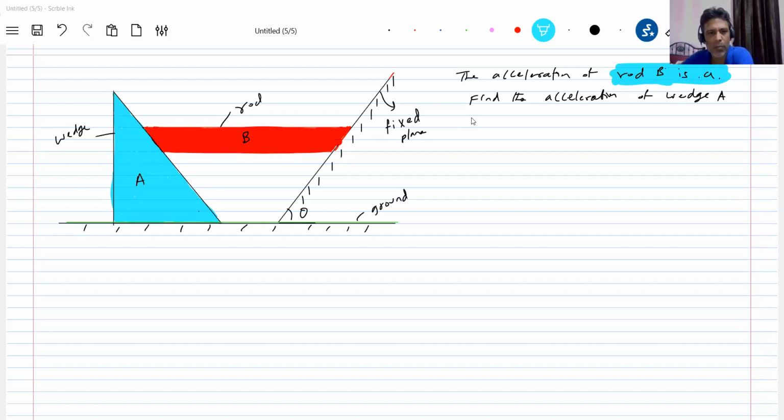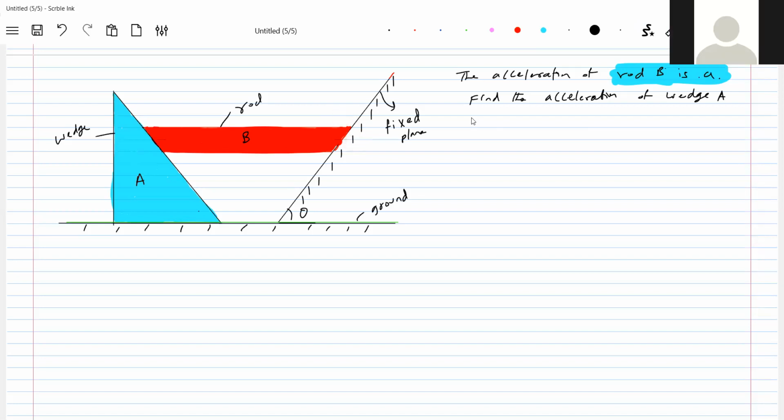Now as rod B slides, it will be in contact with the fixed plane. Will it lose contact here? Rod B and the inclined plane, no, it will not lose contact. Therefore, the acceleration of the rod perpendicular to the fixed plane must be 0. So the acceleration of the rod must be along the fixed plane, not vertically down. Okay, now you're getting to the problem. Once you get this, the rest you can manage.